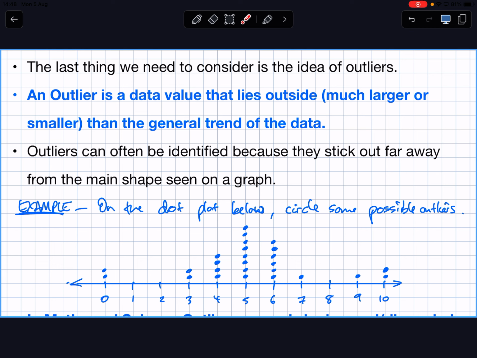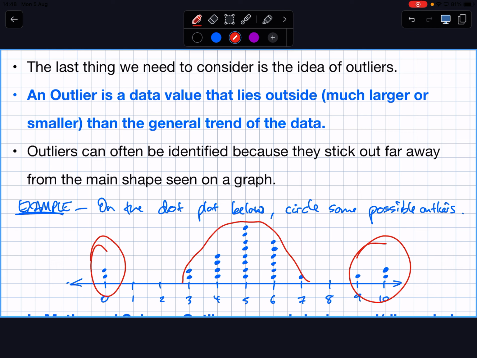Outliers can often be identified because they stick out far away from the main shape. In our dot plot below, does there appear to be outliers? Yeah, the 0. Down to the 0, we had 2 instances. And arguably 9 and 10. Yeah, I like that you would say arguably. You need more information to determine whether they really are outliers, but by this definition about them lying outside, do you agree that this is the general trend of the data?